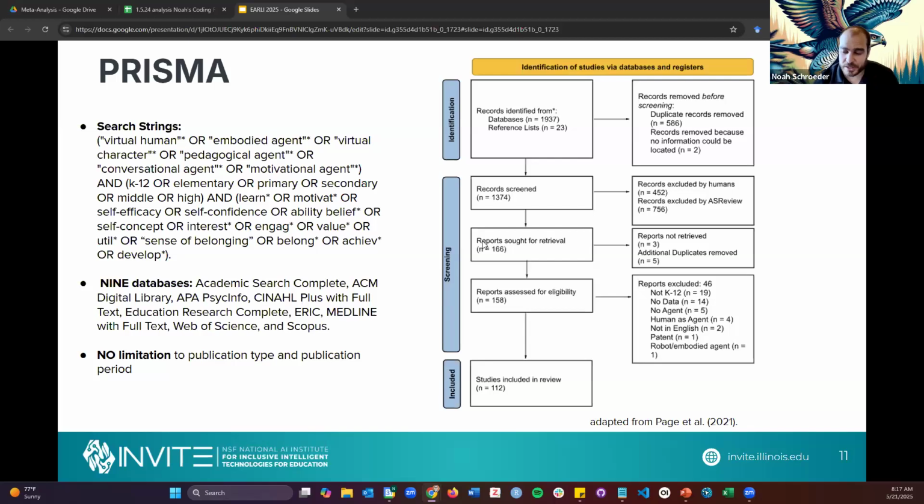I'm realizing I said I wasn't going to go through every detail of this, and I am anyway. So, like I said, I get excited and I talk about things. We had about 2,000 studies when we started. In the end, we ended up with 112 that met the inclusion criteria.